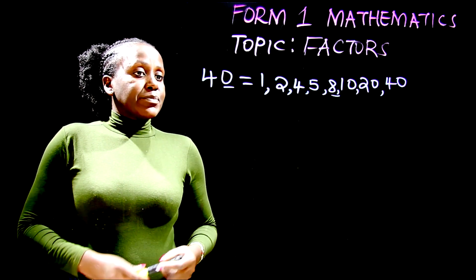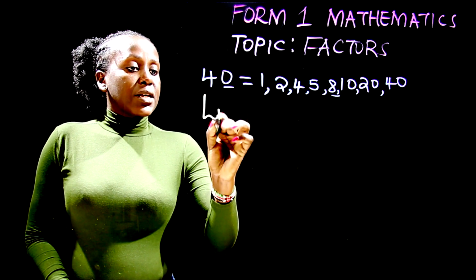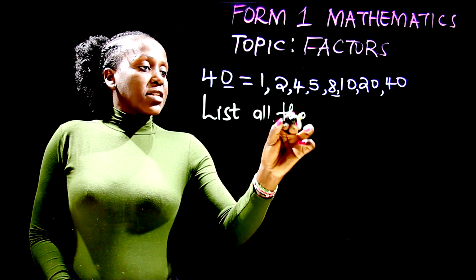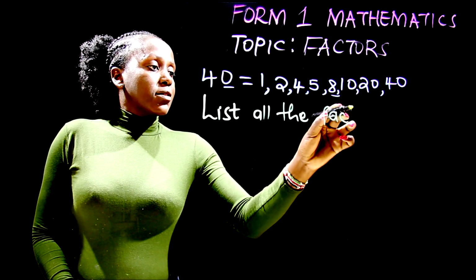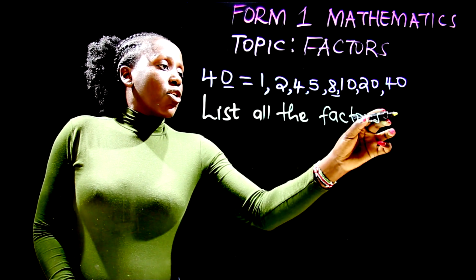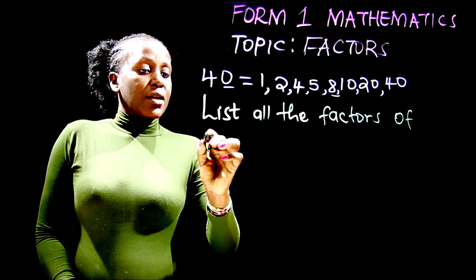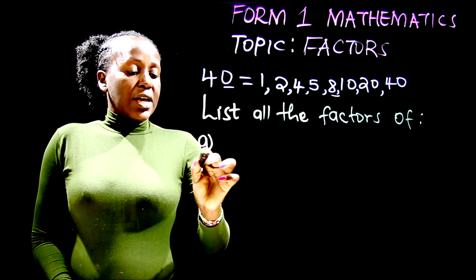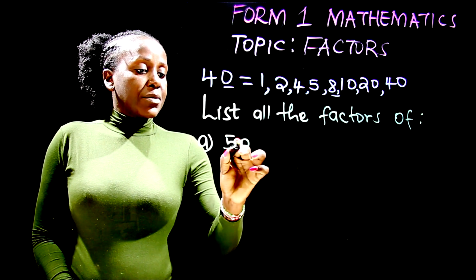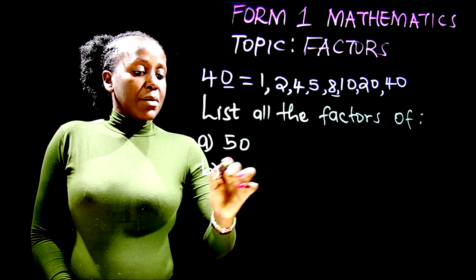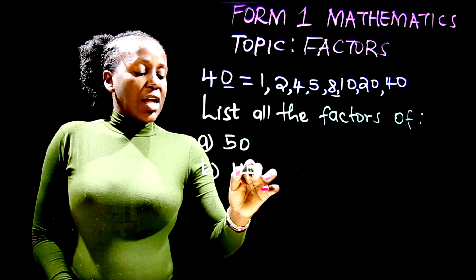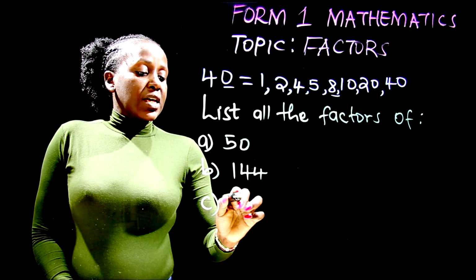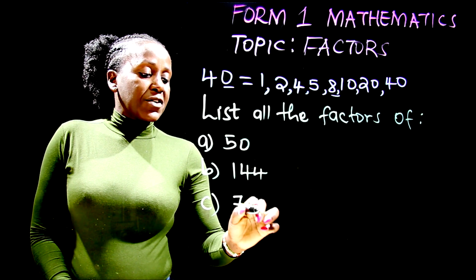So list all the factors of the following numbers. So part A is 50, part B is 144, part C is 750.